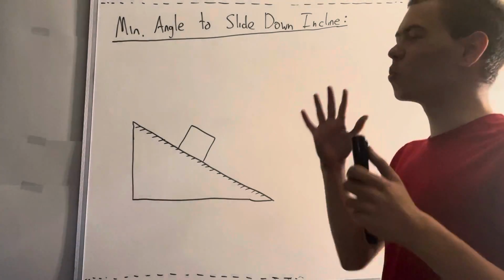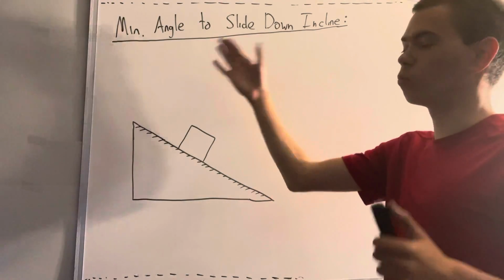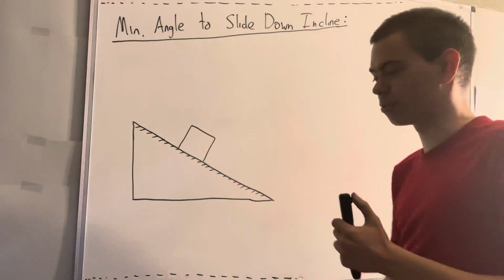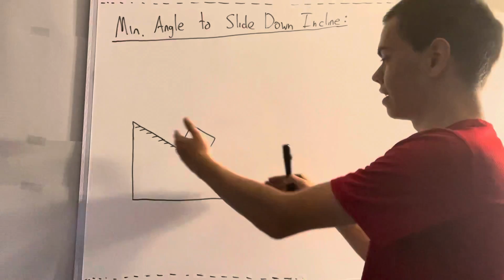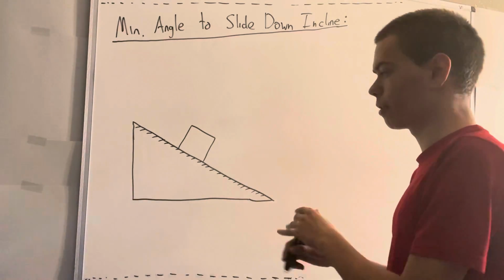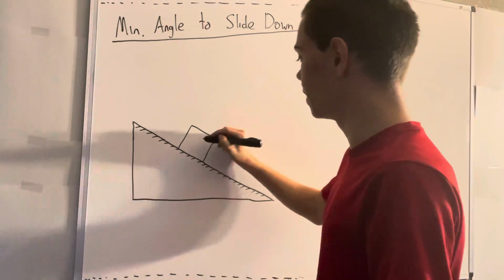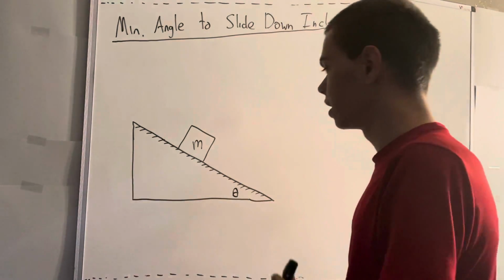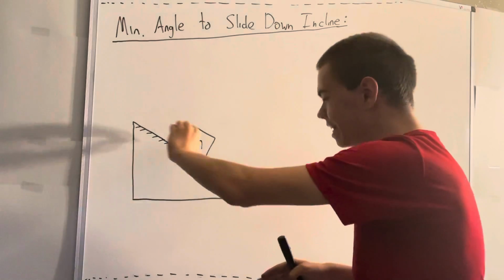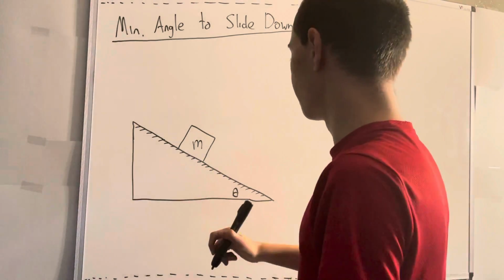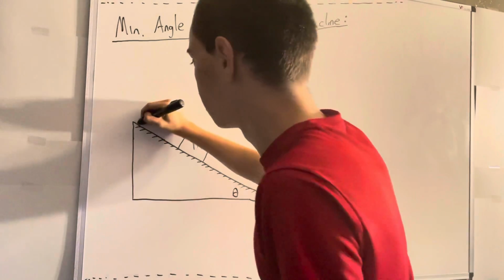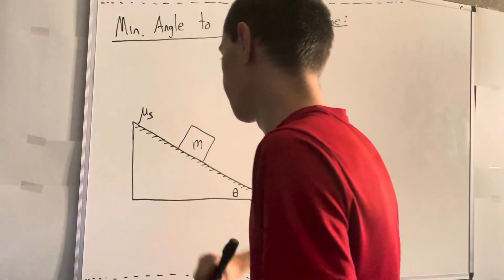In this video, we're going to derive the minimum angle required to slide down an incline. Basically, the minimum incline angle required to slide down this incline. And this incline has friction, all right? We're going to say that the mass of this block is m, our incline angle is theta, and since we have an incline with friction, we're going to say that we have a coefficient of static friction, okay? So a coefficient of static friction for this incline.